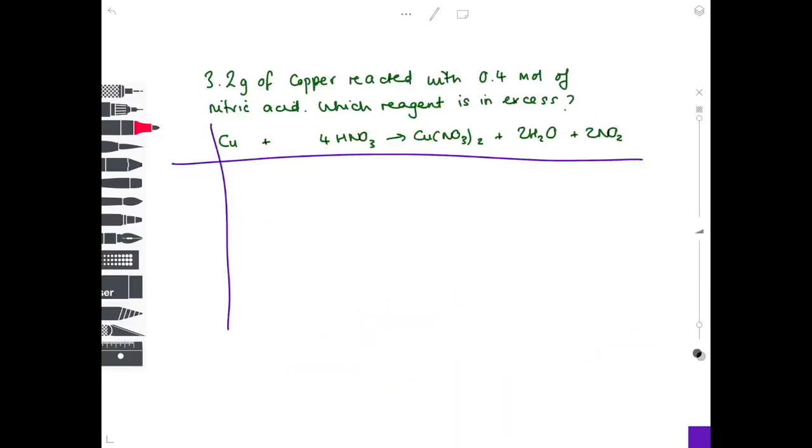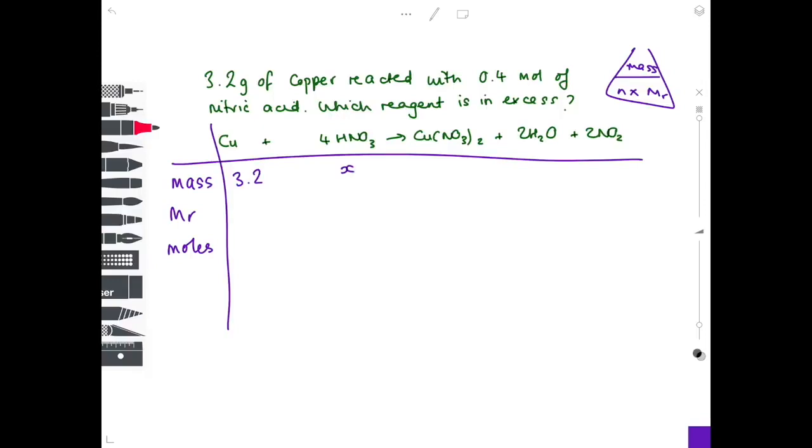3.2 grams of copper reacted with 0.4 moles of nitric acid. Which reagent is in excess? Don't worry too much about this. We're going to use the same method as always, which is the table format. So we're going to write mass, MR, and moles down the left-hand side. And remember our triangle, which I'll put here, which is mass at the top, number of moles, and MR. So we know that 3.2 grams of copper reacted. And weirdly, we're going to put X here because that is important, and I'll say why soon.